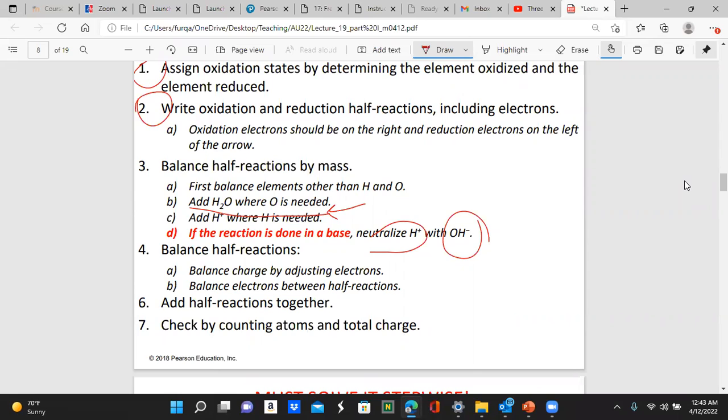After that, you balance the charge by adjusting the electrons, balance the electrons between half reactions, add the half reactions together, cancel everything which is similar on both sides, and sum it up. At the end, you always count the atoms on both sides. But in these chemical equations, you have to check the balance of electrons as well. On both sides, there should be an equal number of electrons at the end of balancing the chemical equation.